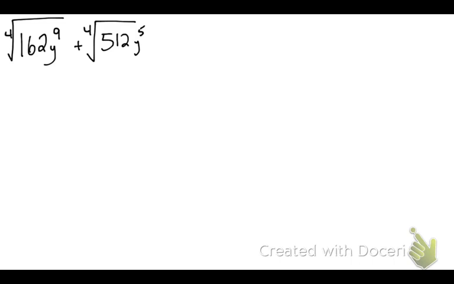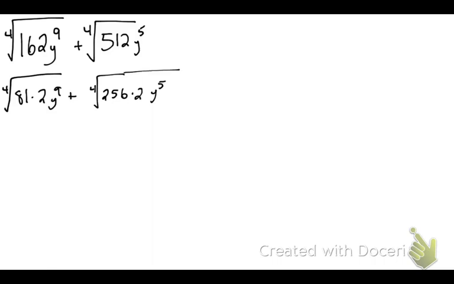We've got fourth roots, so we need perfect fourths. And 162 is 81 times 2, and 81 is a perfect fourth. 512 is also 256 times 2, and 256 is 4 to the 4th. So now we can begin to simplify these expressions.